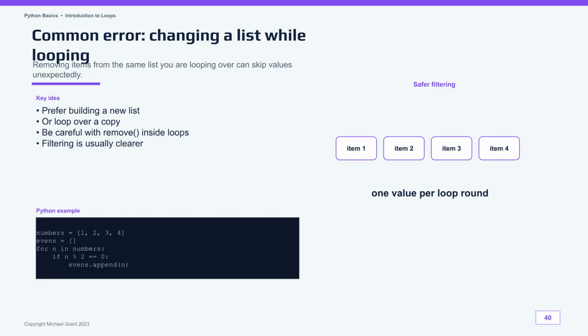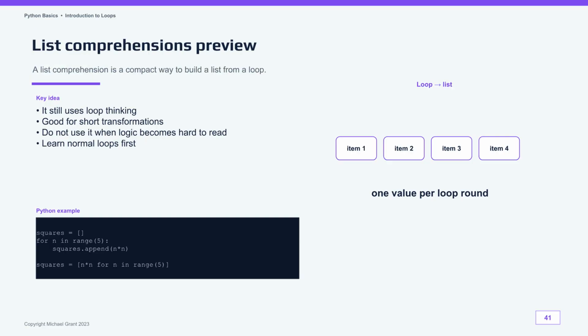Be careful when changing a list while you are looping over it. Removing items inside a loop can confuse Python, leading to skipped values. It's safer to build a new list or loop over a copy of the original. List comprehensions offer a compact way to perform loop operations. While they make code look elegant, prioritize clarity. If the logic is complicated, a traditional loop is much easier for others to read and maintain.